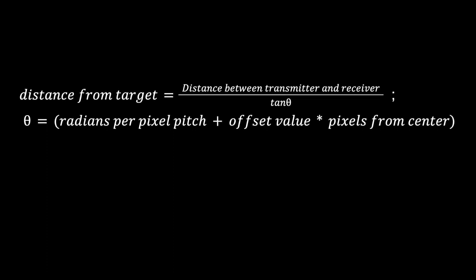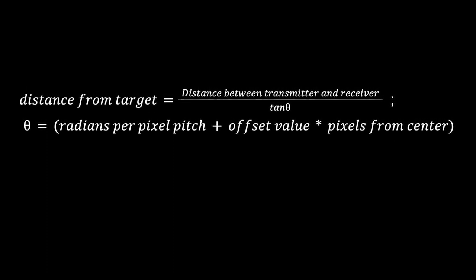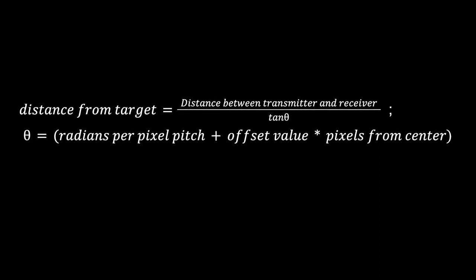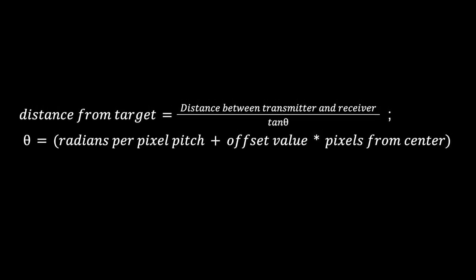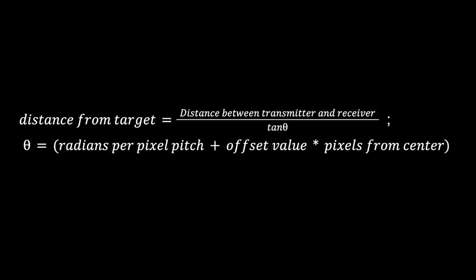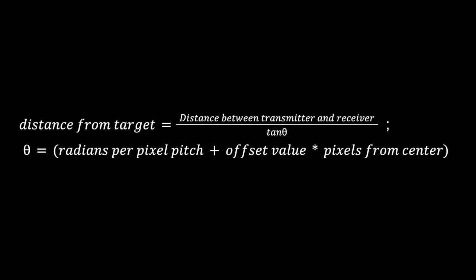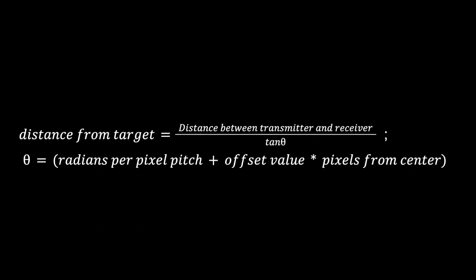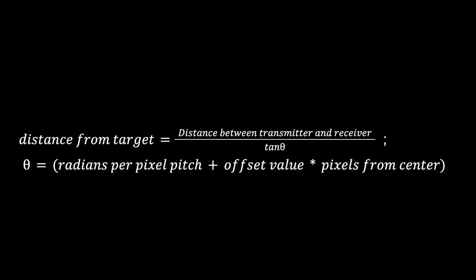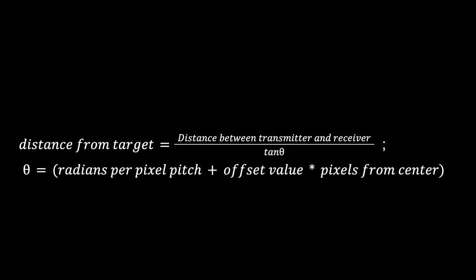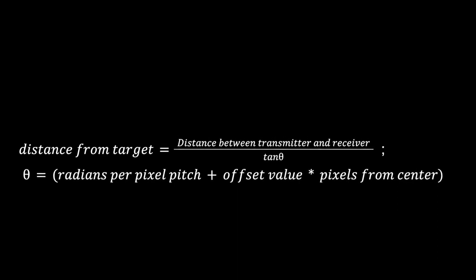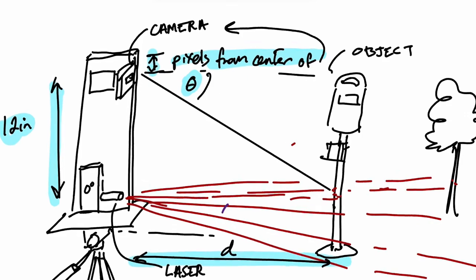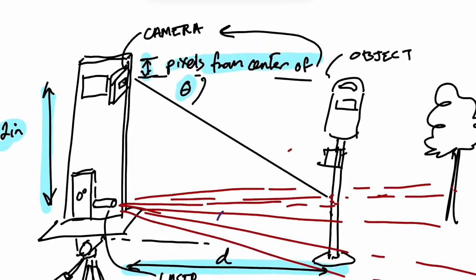Additionally, something important that was shared in class was this equation, which includes key variables to create a point cloud. That is d equals h over tan theta, which is distance from target equals distance between transmitter and receiver over tan theta, where theta represents the radians per pixel pitch plus an offset value times the pixels from center.